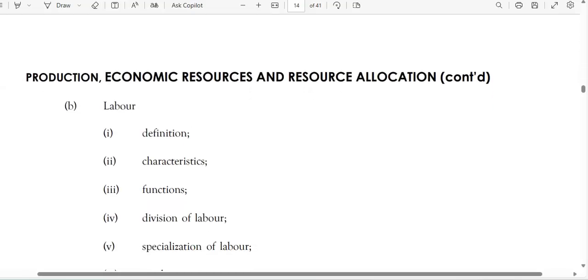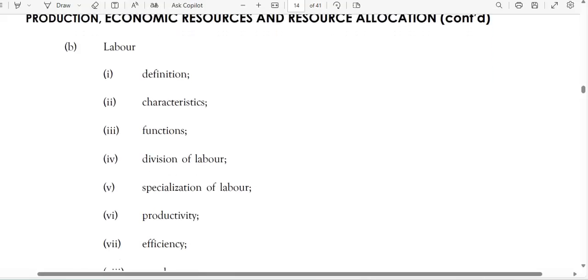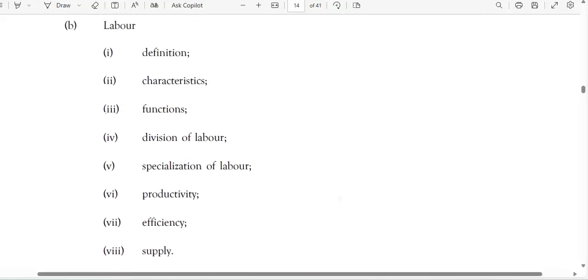Now we're going to go to our other factor of production, which is labor, and we're going to look at definition, characteristic, functions, division of labor, specialization of labor, productivity, efficiency, and supply.